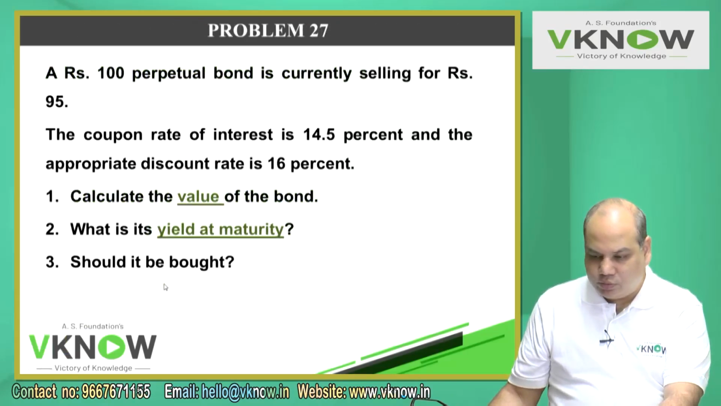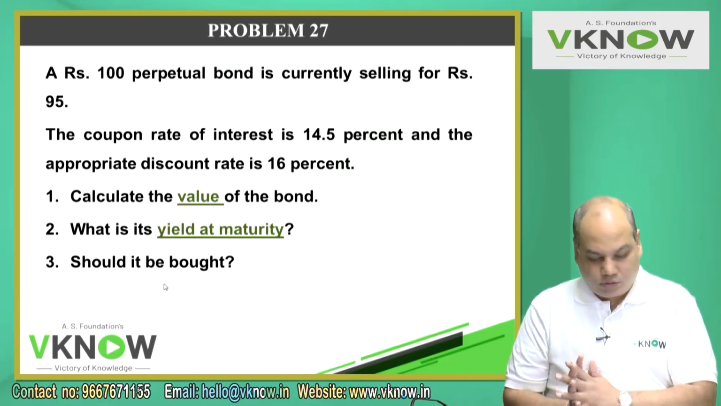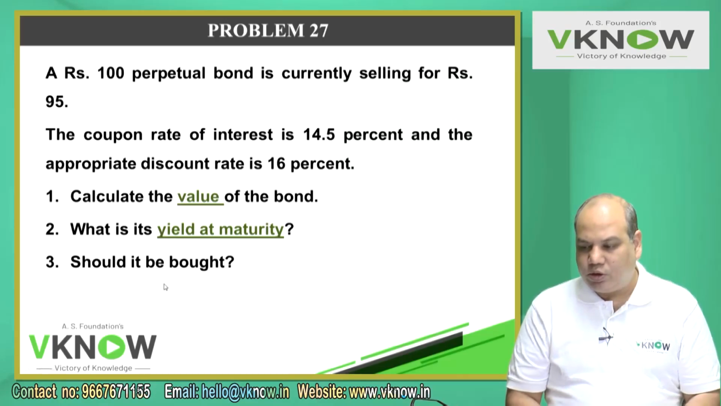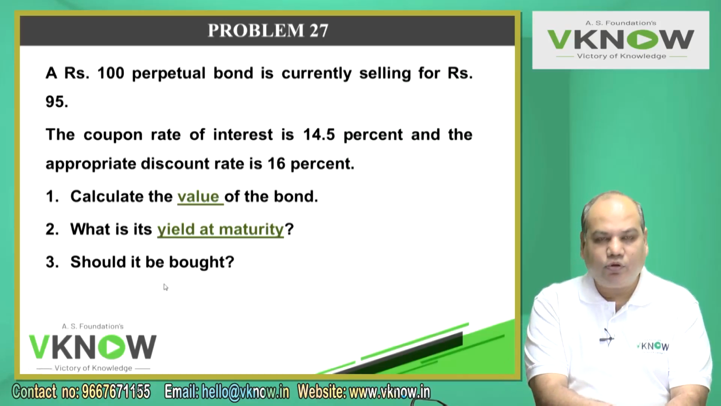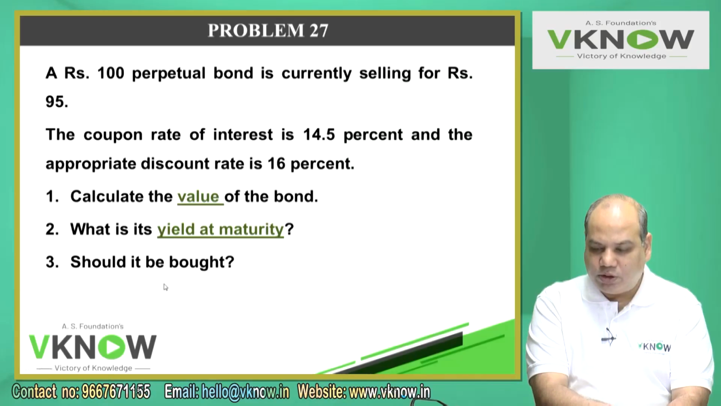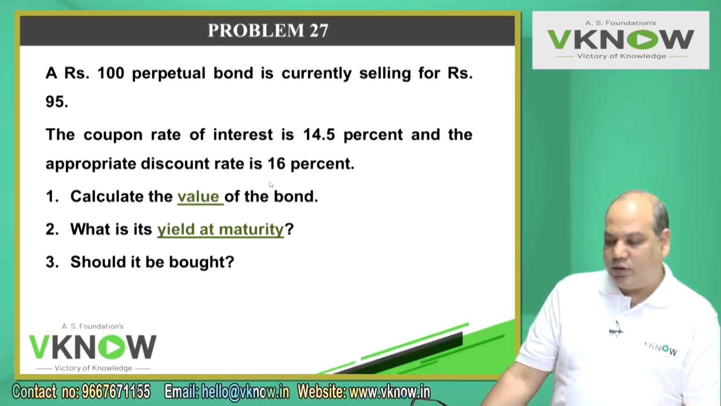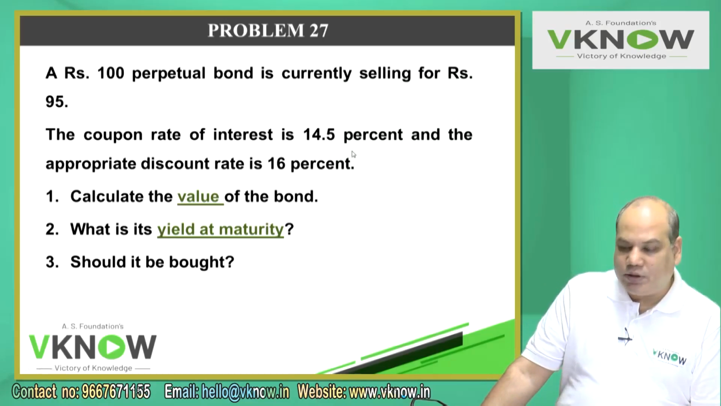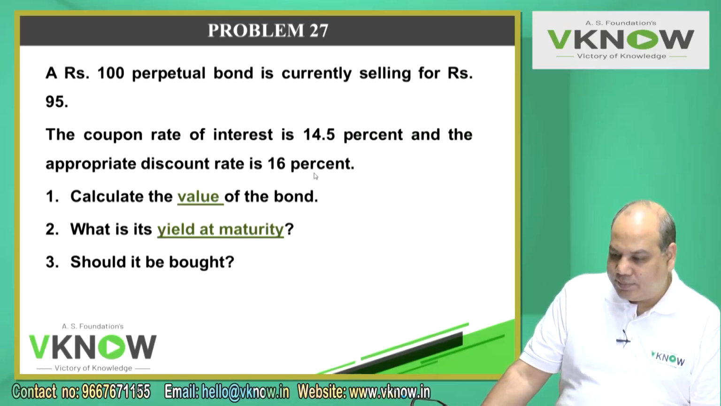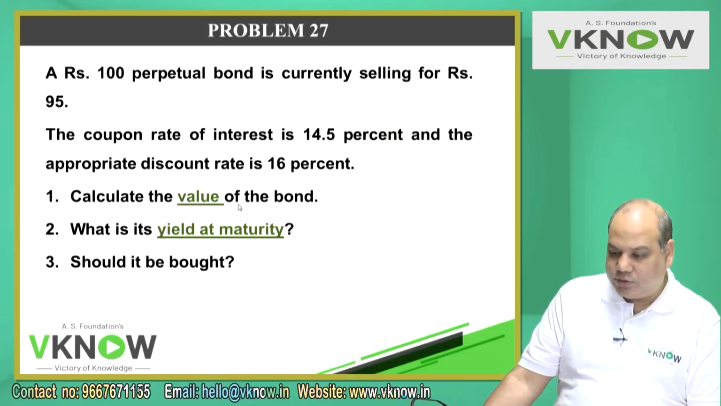Now we'll discuss question number 27. A ₹100 perpetual bond is currently selling for ₹95. The coupon rate of interest is 14.5% and the appropriate discount rate is 16%. Calculate the value of the bond. What is the YTM of the bond and should it be bought? These are the three questions.